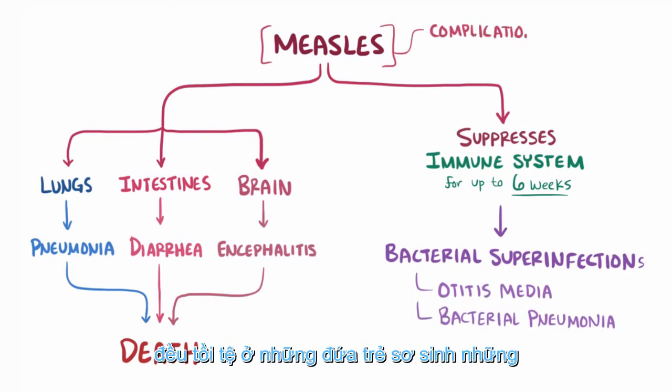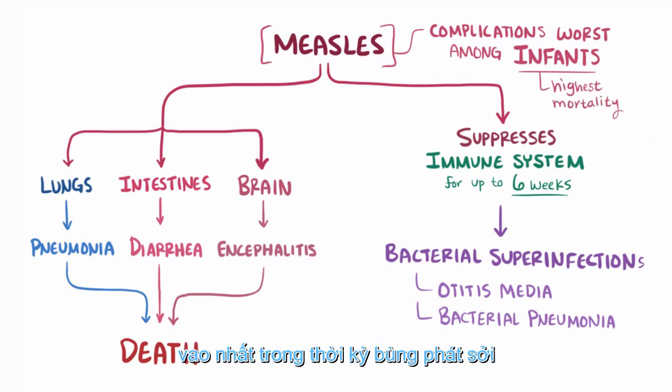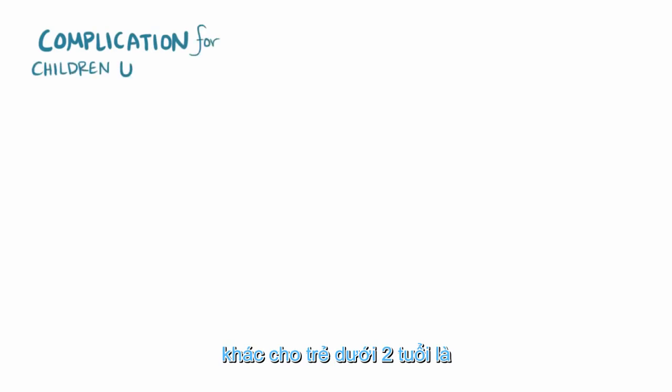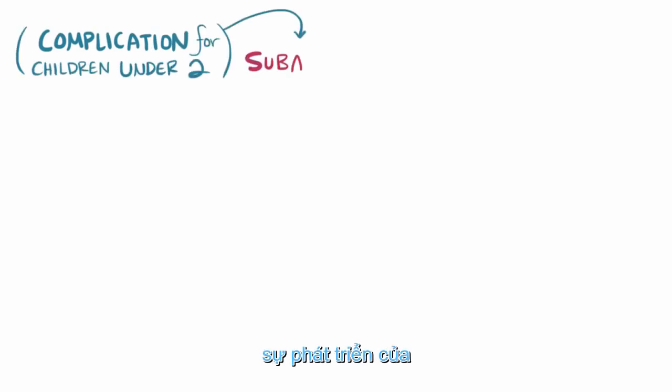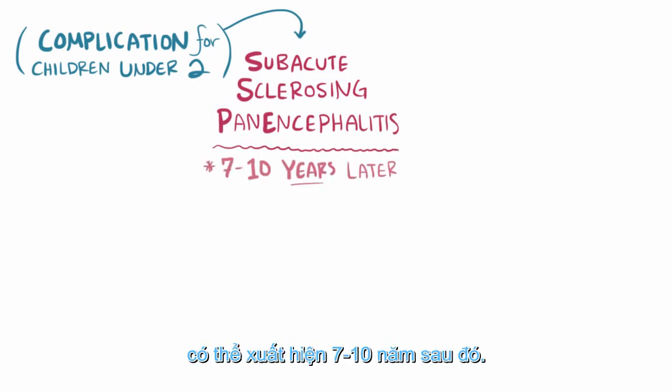All of these complications are worst among young infants, who typically have the highest rates of mortality during a measles outbreak. Another severe and often fatal complication for children under 2 years old is the development of subacute sclerosing panencephalitis, which can happen 7 to 10 years later.